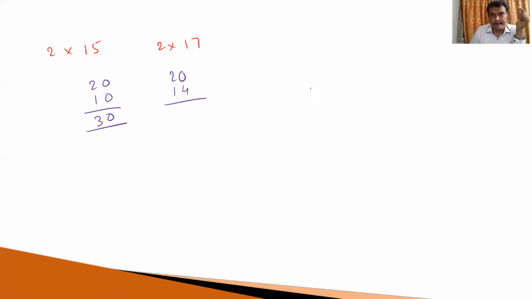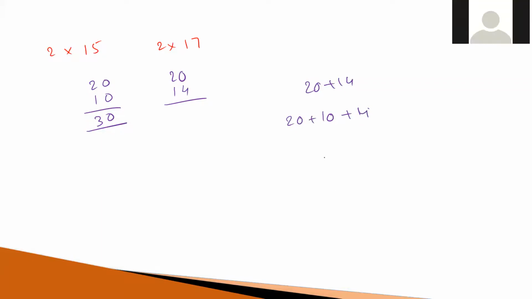I already explained. Here 20 plus 14 is equal to 20 plus 10 plus 4, right? So 20 plus 10, that is equal to 30. 30 plus 4, that is equal to 34. Okay, but all these calculations are done in your mind only. Okay, now suppose 2 into 23.